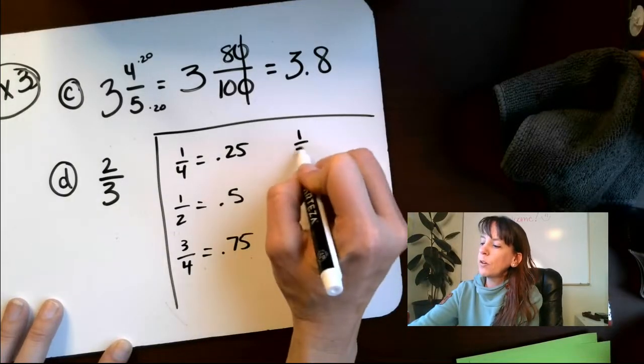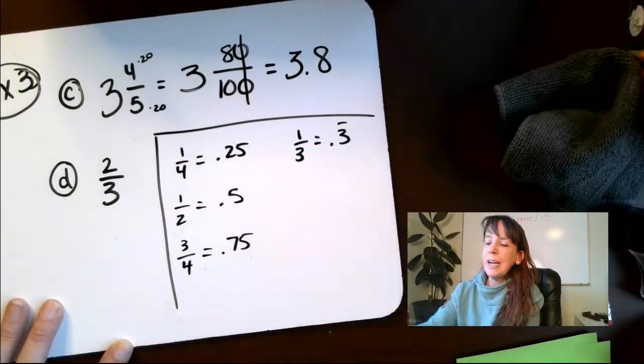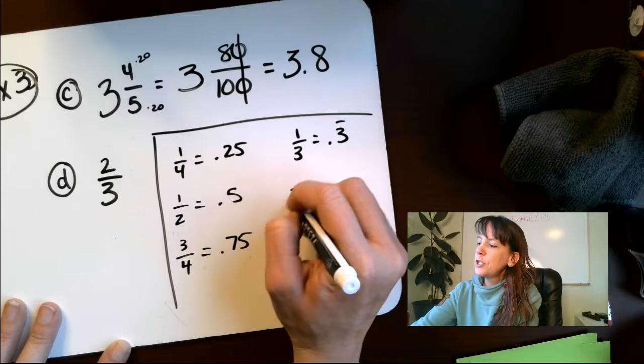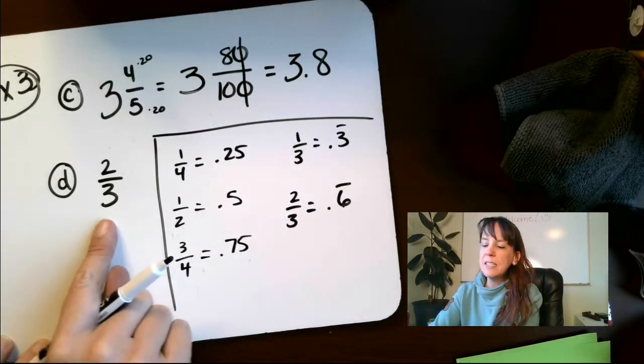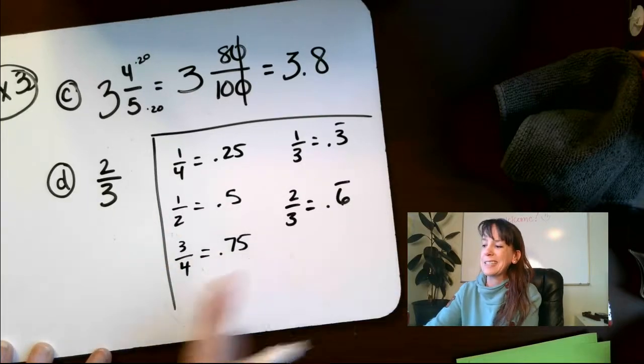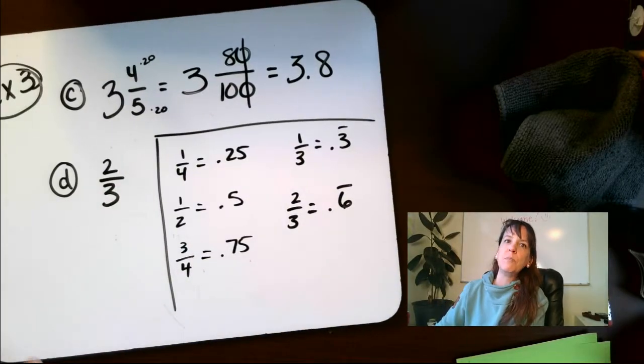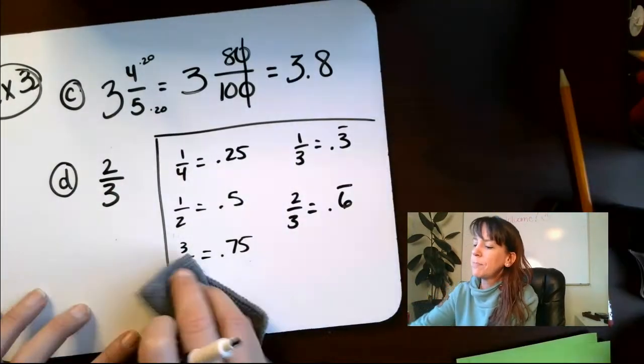Another good one to memorize, 1/3 is 0.3 with a line over the top, repeating. 2/3 is 0.6 with a line over the top, because if we did the division with this, we would get 0.6 repeating. These are ones that you should just memorize because I think it's a lot easier.